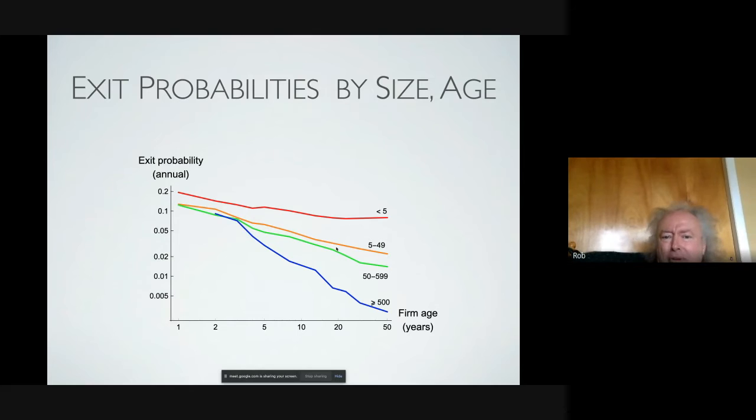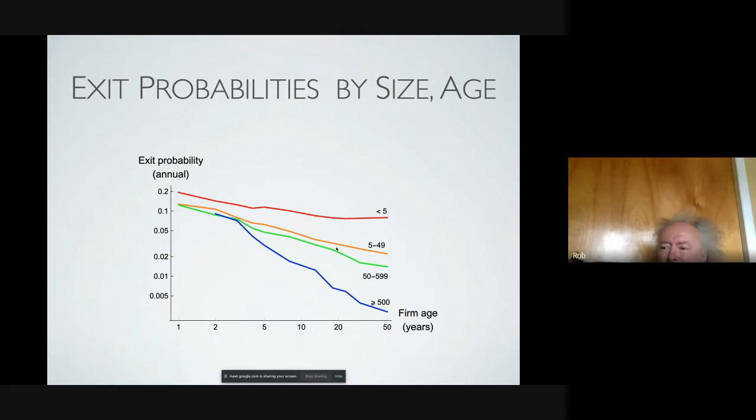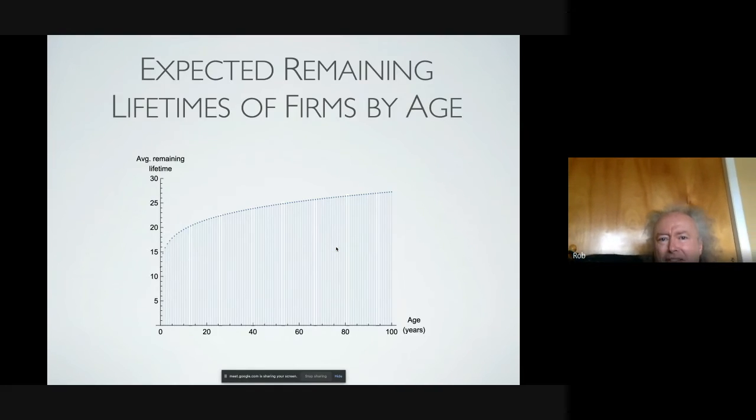It turns out you can then compute things like, what is the exit probability? And I said we can slice and dice these data, and have exit probability by size and age. Let me just skip the details; in the interest of time, we can come back to it. One thing you get out of this, though, is that big firms and old firms have a lot longer to live. And so you can compute something called expected remaining lifetime.